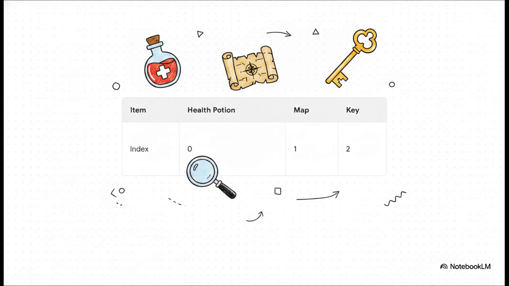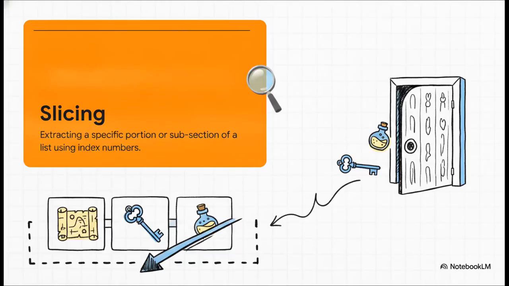Let's see this in action. We've got our items here, a health potion, a map, and a key. Because we have to start counting at 0, if you want your program to pull out that health potion, you ask for index 0. If you want the map, you ask for index 1. And if you need the key, you ask for index 2. It definitely takes a little practice to get used to 0-based indexing, but once it clicks, you'll be navigating lists like an absolute pro. But what if you want more than one item at a time?